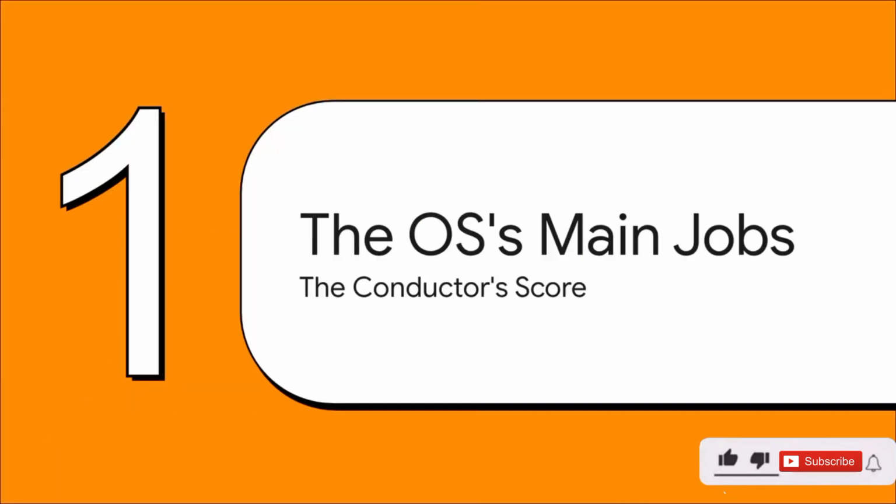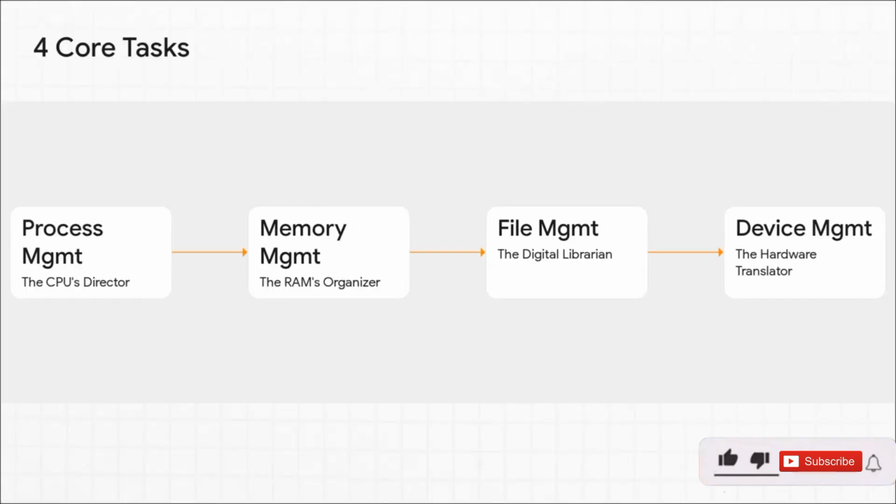Right, so if the OS is the conductor, what's its job description? What's actually written on its sheet music to keep that whole orchestra in line? Turns out, it has some very specific, very important responsibilities. It really boils down to four main gigs. First up, process management. This is like the conductor pointing to the lead violinist and saying, "Okay, it's your turn for a solo." The OS decides which program gets the CPU's attention.